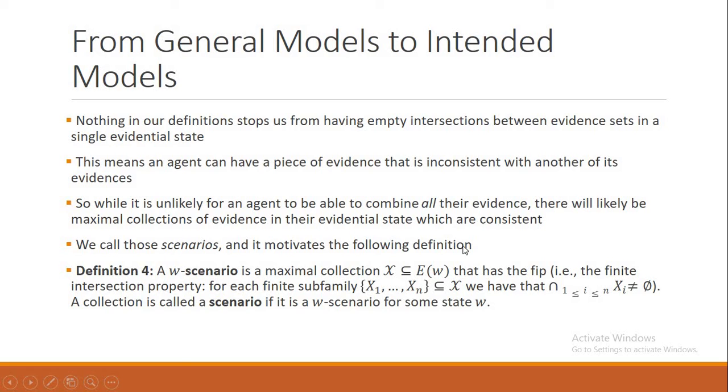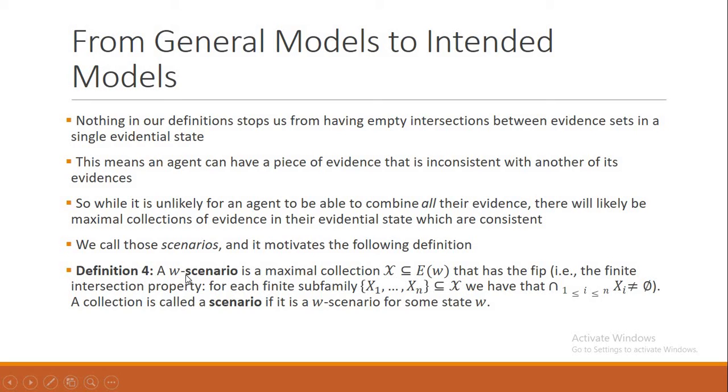We call those scenarios, and it motivates the following definition. So what this just means is, even though an agent will unlikely be able to combine all their evidence in one world, there will likely be some different pieces of evidence that are consistent with one another, and we will have maximal collections of such evidences. Maximum means we will have the largest possible collection of evidences which are consistent with one another. And this is what we will define now here. We will just define it formally. It just means the same thing, and we will use this soon in our derivations, as you will see.